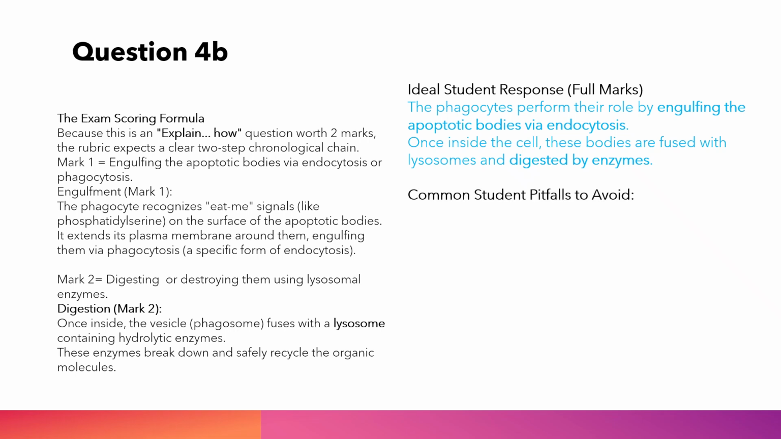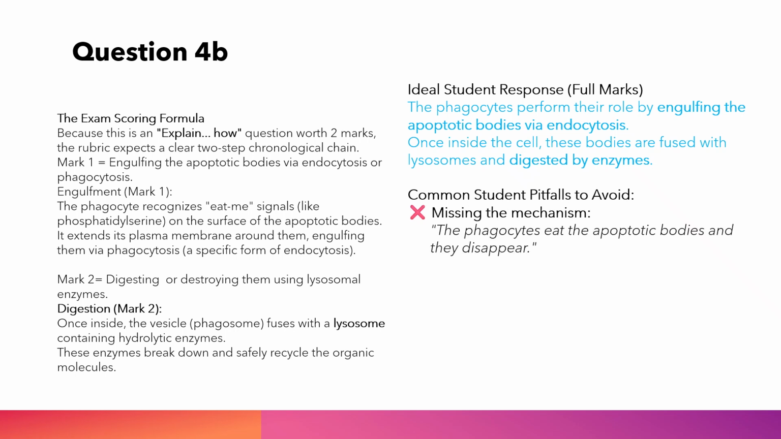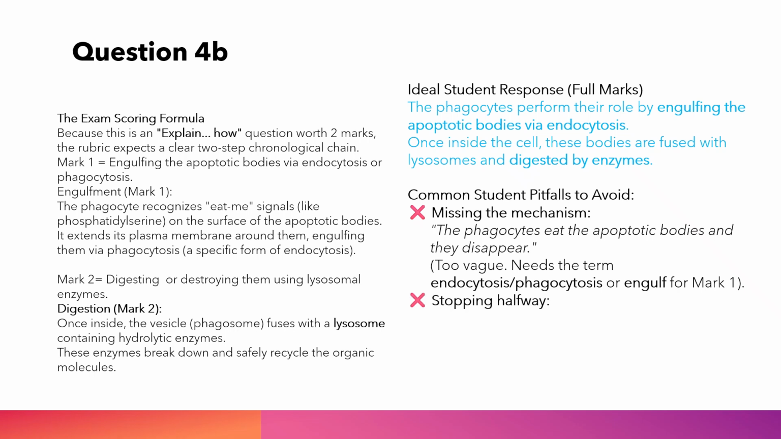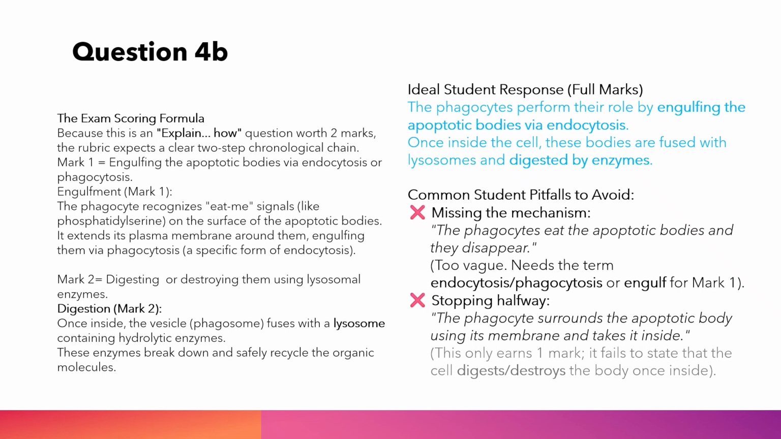Common student pitfalls to avoid. Cross mark: missing the mechanism. "The phagocytes eat the apoptotic bodies and they disappear." Too vague. It needs the term endocytosis or phagocytosis, or engulf, for Mark 1. Cross mark: stopping halfway. "The phagocyte surrounds the apoptotic body using its membrane and takes it inside." This only earns 1 mark. It fails to state that the cell digests or destroys the body once inside.